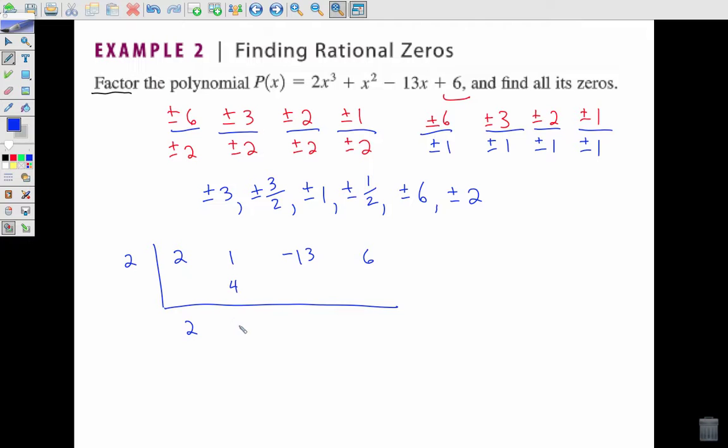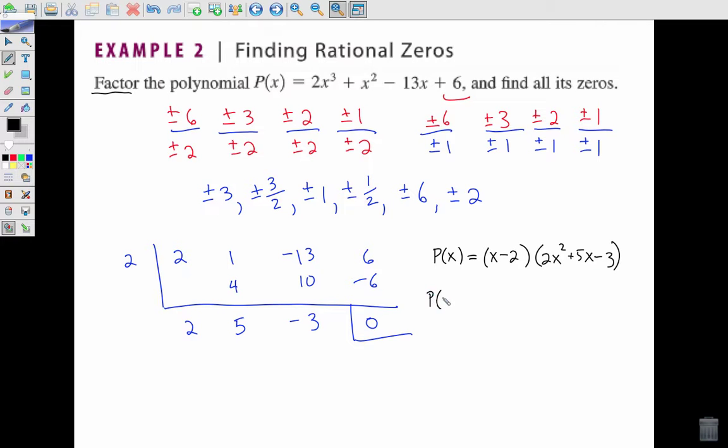Okay, so 2, bring down the 2. 2 times 2 is 4. Oh, look. This one's a 0. Okay, because we have a remainder of 0. So x minus 2 is a factor. Okay, so now that we found one factor, we know that our polynomial is equal to x minus 2, because 2 is a 0. Okay, and my quotient would be 2x squared plus 5x minus 3.